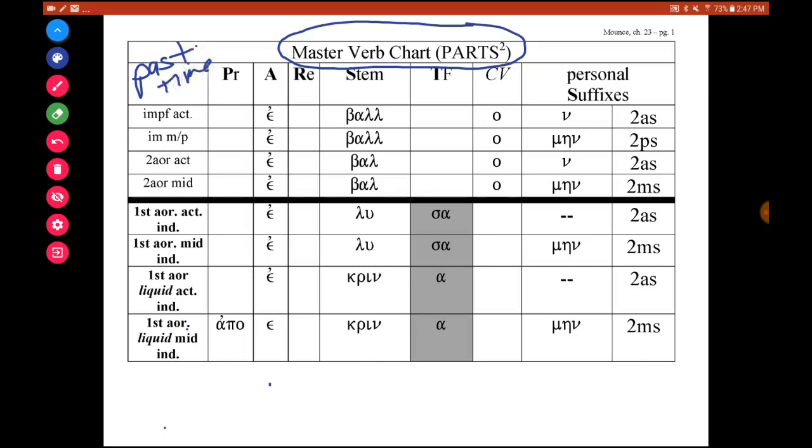We have the imperfect tense. We covered the second aorist tense. And for this module, we'll be covering the first aorist active and middle indicative.